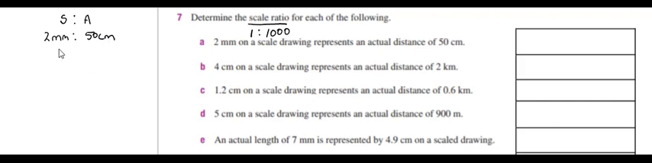Next step is to change the units so they are the same on both sides of the ratio. So here we have millimeters, on the right hand side we have centimeters. We're going to change the centimeters into millimeters because it's easier to work with. There are 10 millimeters to a centimeter, so I'm going to times this by 10, and now my ratio is going to be 2 millimeters to 500 millimeters.